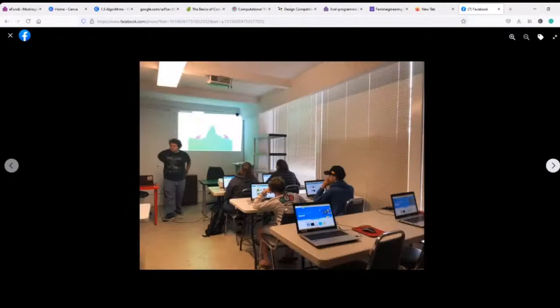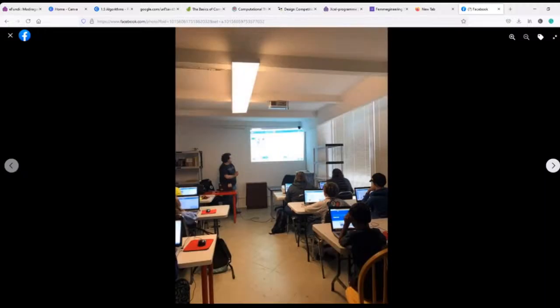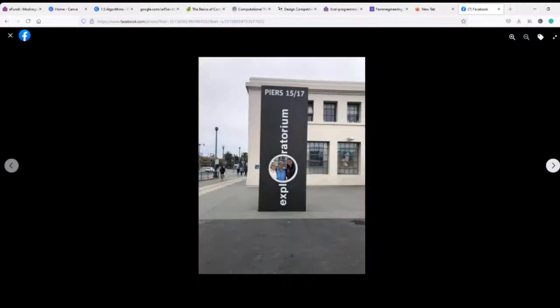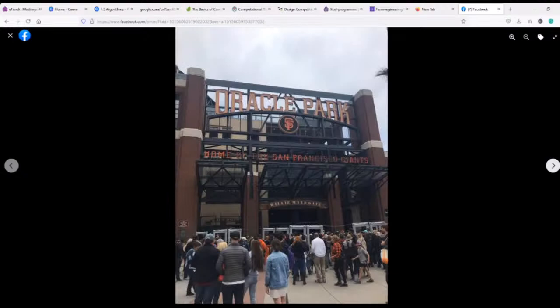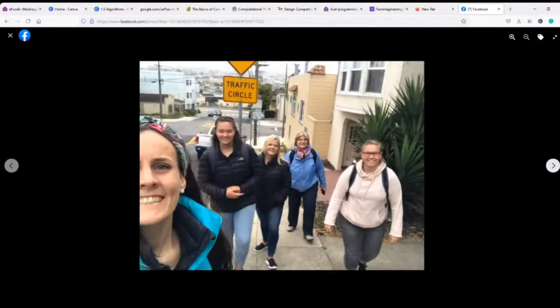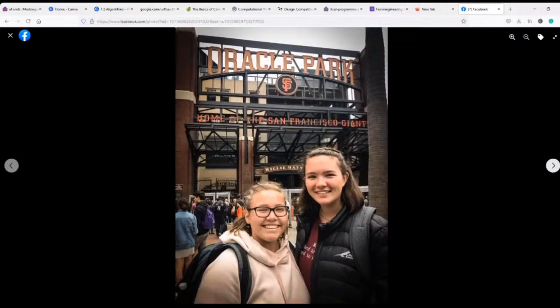We took the girls to attend a live programming class. We visited the Exploratorium in San Francisco, which is a very interesting place. We also went to a baseball game at Oracle Park. And San Francisco is not a very flat area to visit. It was built on a number of hills. So you're always walking either uphill or downhill while you are there.